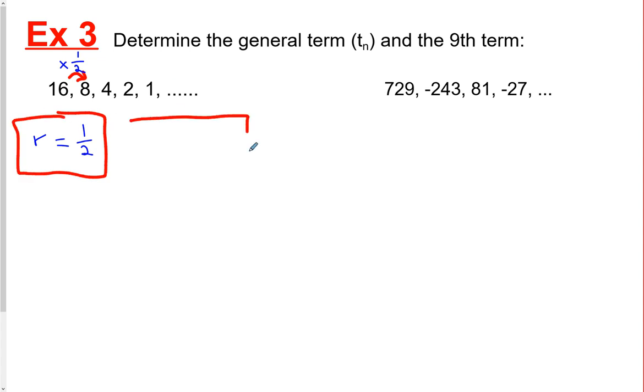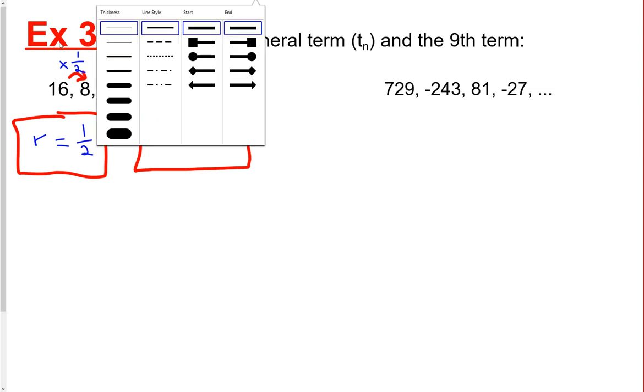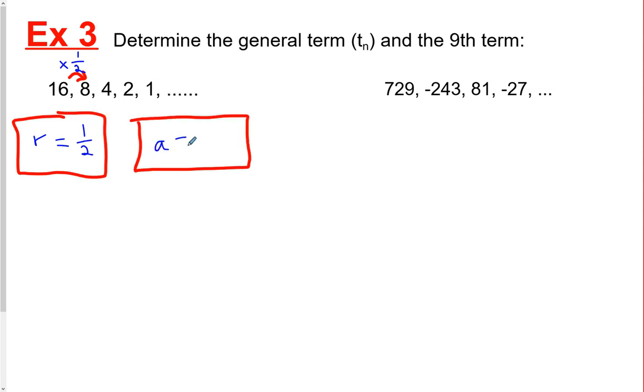And what's my a value going to be for this? That's my starting number. Well, that's nice and easy. I have it right there in my sequence. It's just 16. So once I figured out what those two are, now it's just a matter of getting my general term. My general term is my starting term times my common ratio to the power n minus 1. My starting term is 16. My common ratio is a half. And that's to the power n minus 1.